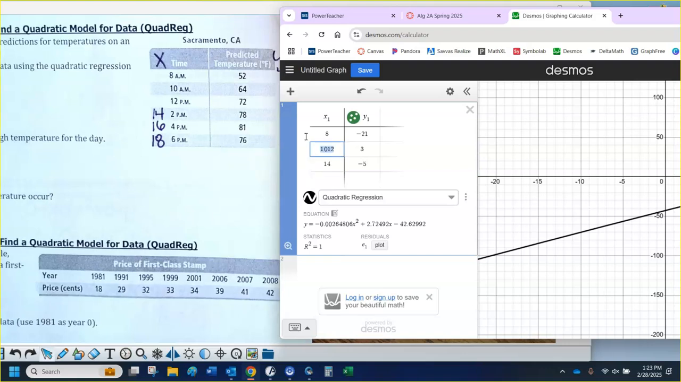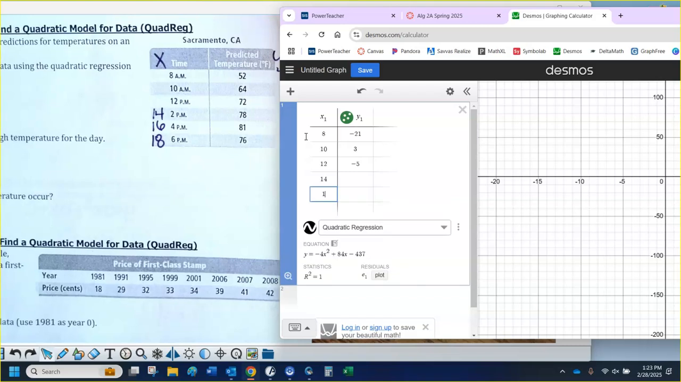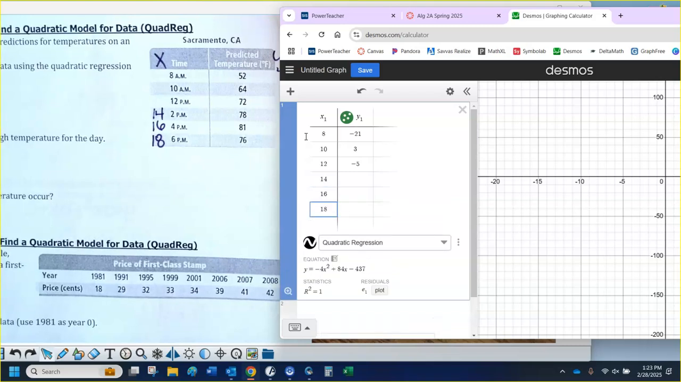Oh no, I just typed the 2 in the same box, sorry. 8, 10, 12, 14, 16, 18. And then just come over here and put the temperatures that match up. So I got like 52, and then it's going to get warmer through the day.